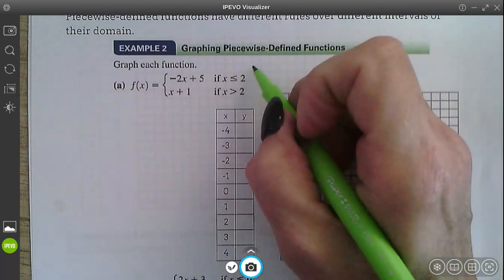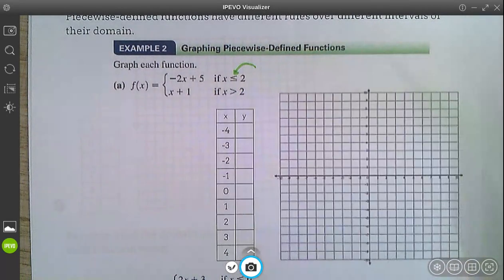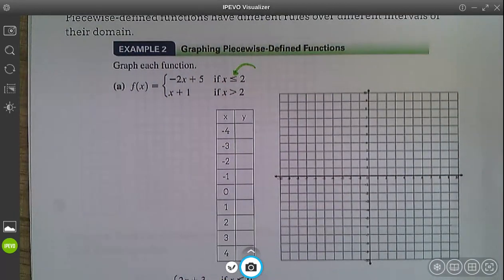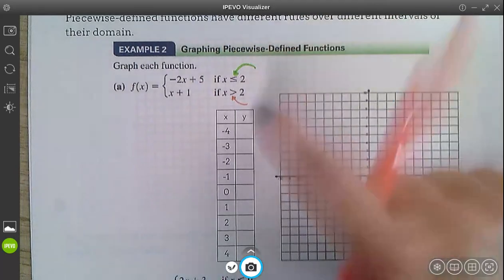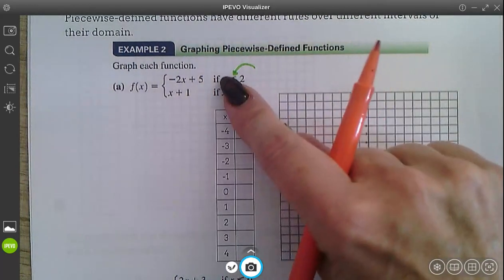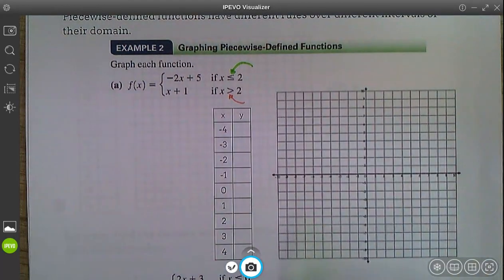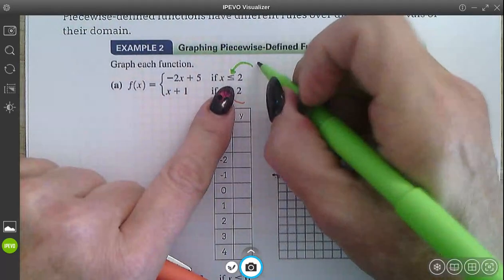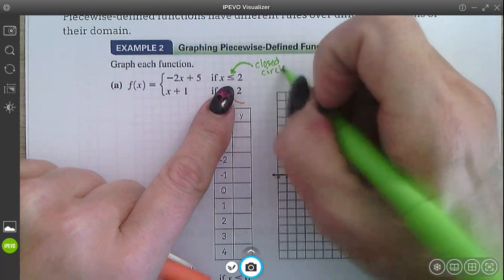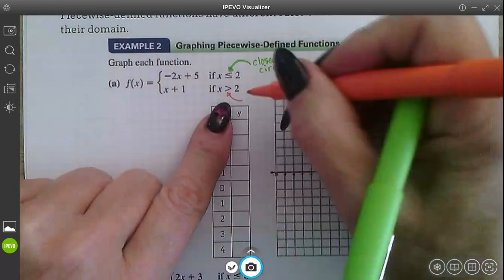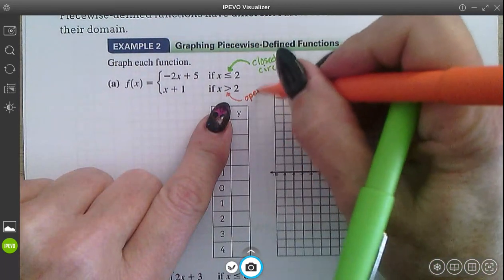One being whether the boundary is going to be an open or closed circle. And the way we tell that is by looking at the rule, like where the domain breaks. So if it is a less than or equal to, then we are going to have a closed circle on that boundary. If it is just a greater than or less than, it will be an open circle.